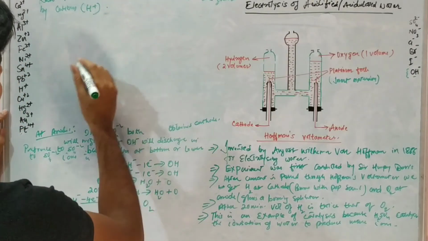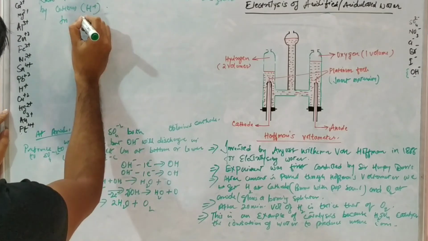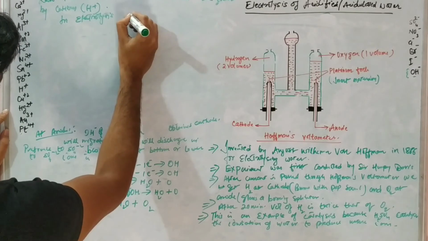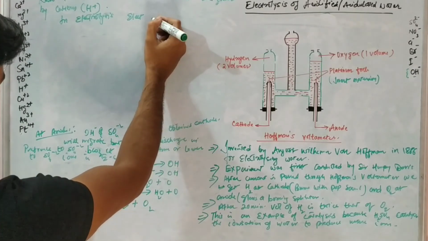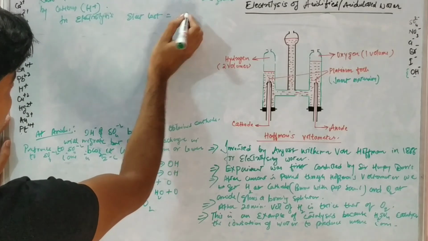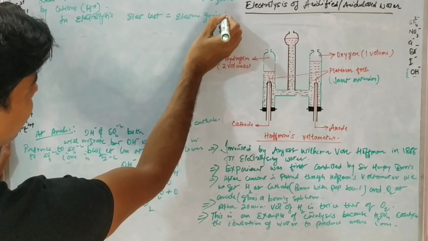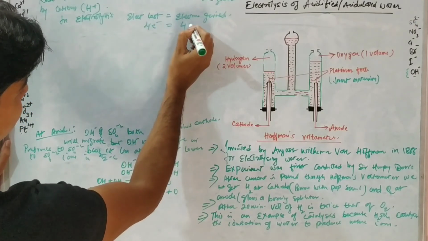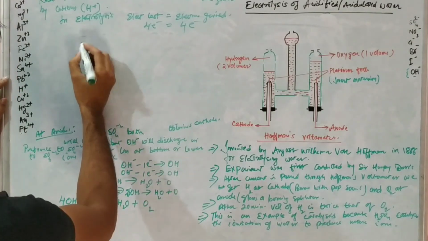And if you remember, in electrolysis, electrons lost is equal to electrons gained, right? So here we have 4 electrons lost, so there must be a gain of 4 electrons. Let's see who will gain.